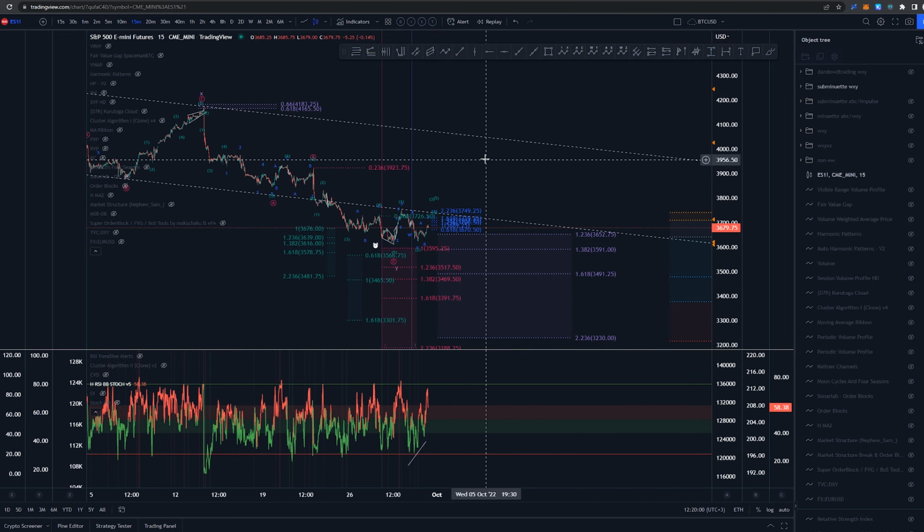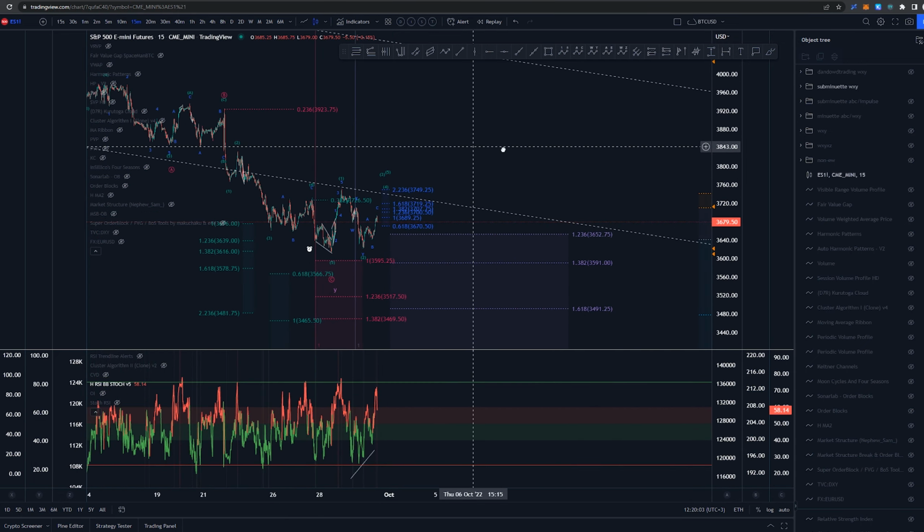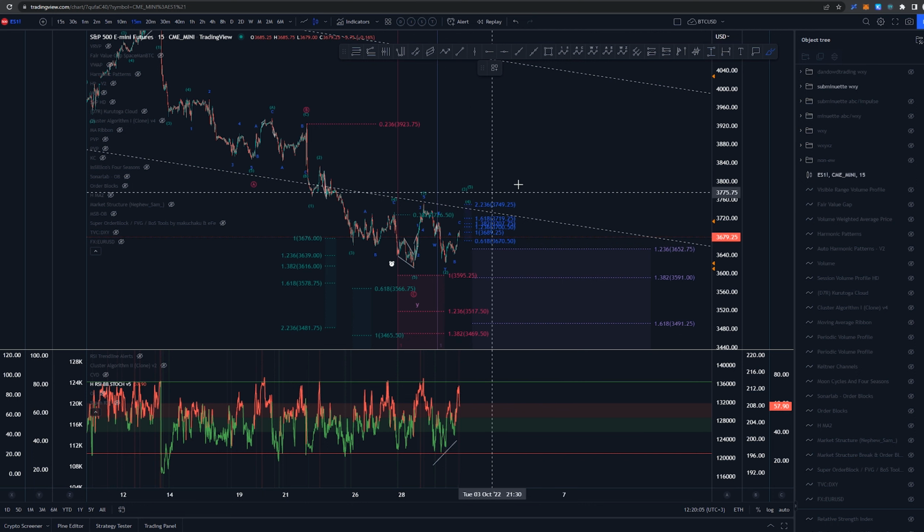But I feel like those are the two options that I'm tracking at this very moment, and playing more of the local structures as it is not that clear for me on the higher time frame.